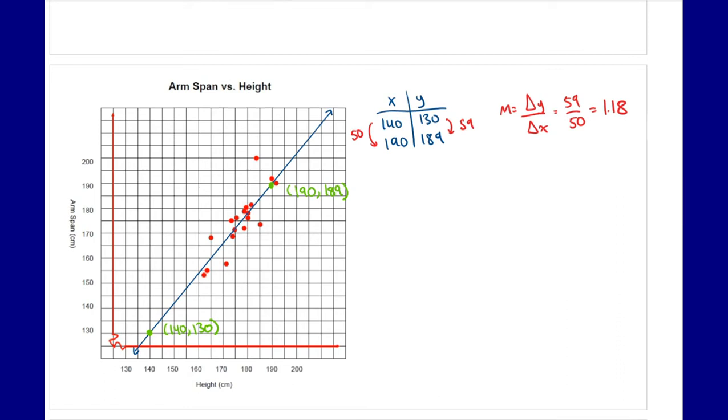What we're going to do now is take this slope plus a point. I'm going to use the 140, 130, the nicer numbers. And I'm going to plug them into our equation. So I'm going to substitute them into y equals mx plus b, the equation of a straight line. We then have y, which is 130, equal to m, which is 1.18, times x, which is 140, plus b. Now we're going to try to solve for b.